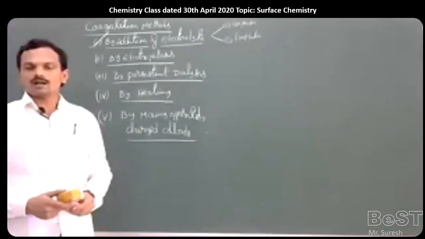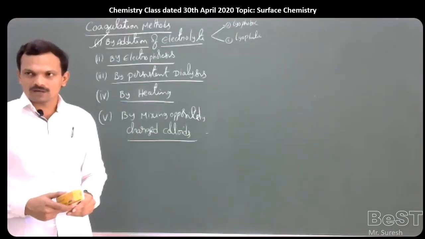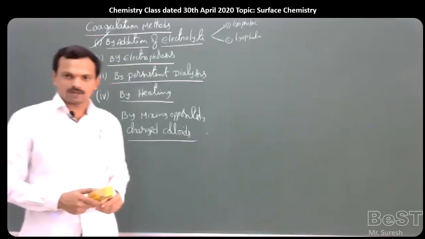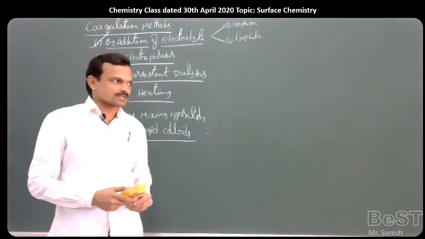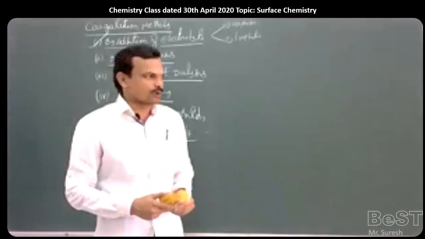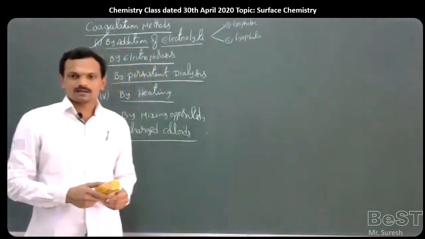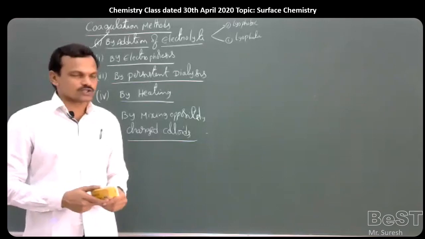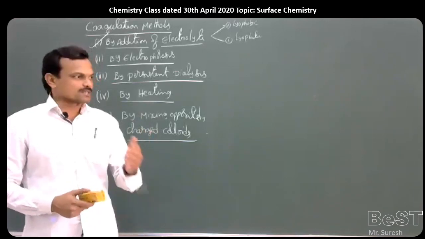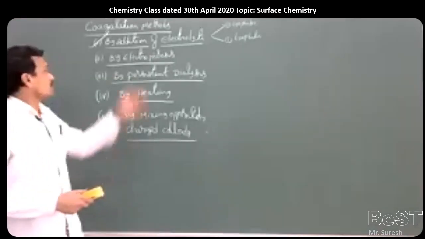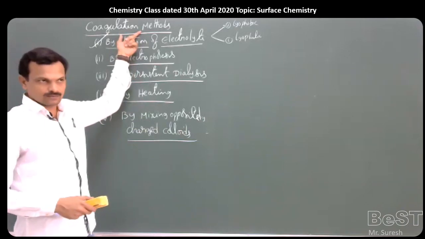Presence of a small amount of electrolyte can keep the colloidal solution stable, whereas the presence of the same electrolyte in large quantities can keep the colloidal solution unstable. As a result, the colloidal particles undergo coagulation and get precipitated. This phenomenon is called coagulation.